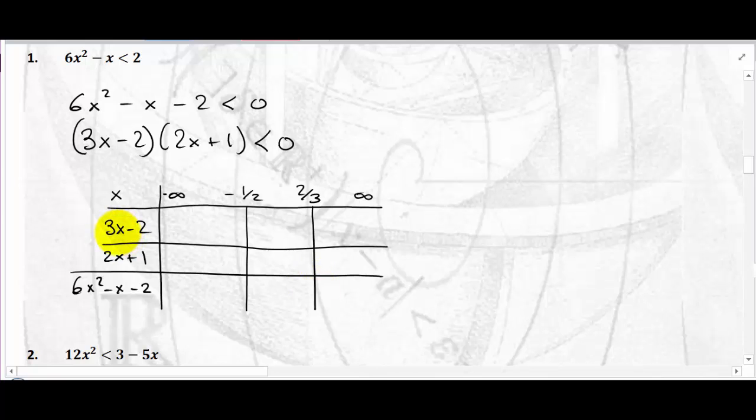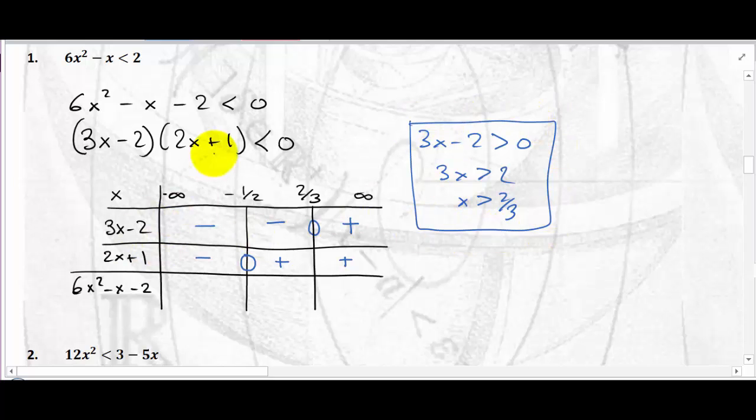3x minus 2. All right, so it is equal to 0 at 2/3. And then it is positive where? 3x minus 2, if you're not sure where it's positive, just solve this simple inequality. 3x above 2, x above 2/3. It's positive when x is above 2/3, and it's negative before, okay? How about 2x plus 1? 2x plus 1 is equal to 0 if x is negative 1/2, and then it's positive after negative 1/2 and negative before.